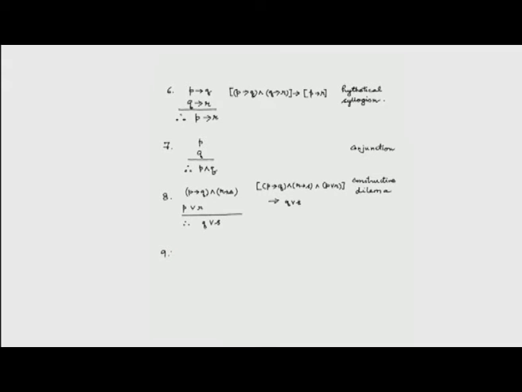Nine, P implies Q and R implies S. Negation of Q or negation of S, therefore, negation of P or negation of R. In the tautological form, this is called destructive dilemma.